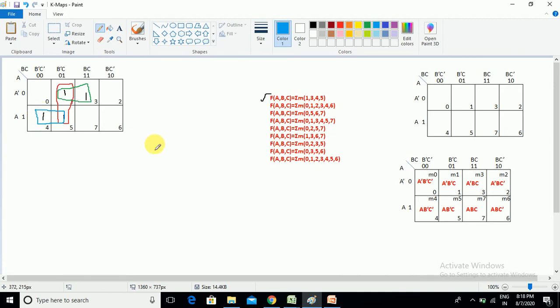Now among these 3 groups, which one is essential and which one is not, you must be thinking. Here I am taking a line for the first group, second group, and third group. But the second group, the red color group, is not essential, because 2 cells are grouped in the red color group, but all are overlapped with other groups. Whenever this situation comes, it is called a not essential group.